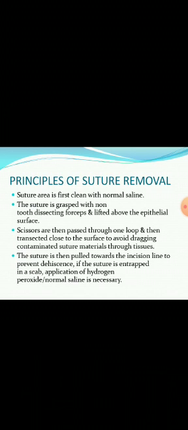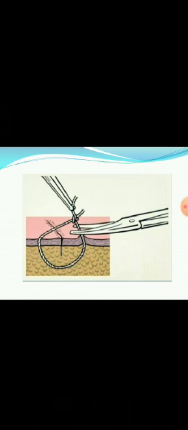Principles of suture removal. The suture area should be cleaned first with normal saline. The suture is grasped with a non-toothed dissecting forceps and lifted above the epithelial surface. Scissors are then passed through one loop and the suture transected close to the surface to avoid dragging contaminated suture material into tissues. The suture is then pulled towards the incision line to prevent dehiscence. If the suture is entrapped in the scab, application of hydrogen peroxide and normal saline is necessary. If any piece is left, it may cause infection.